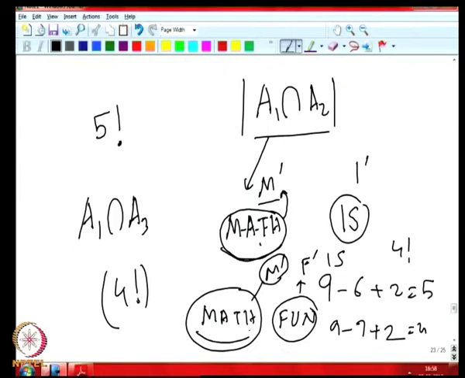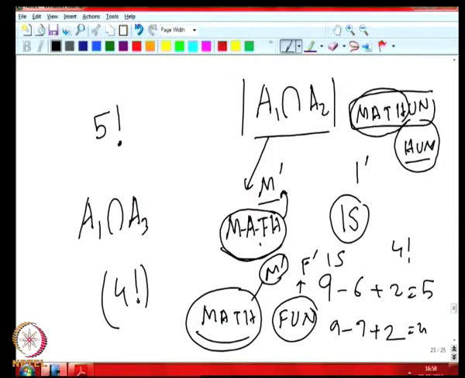We should note that math and fun have different letters in them. For instance, if you had math and hun, we will have more complication, because it can come in 2 different ways. Of course, there we have to be careful, then this argument will not work. Then also math hun has to come continuously, like that, right.